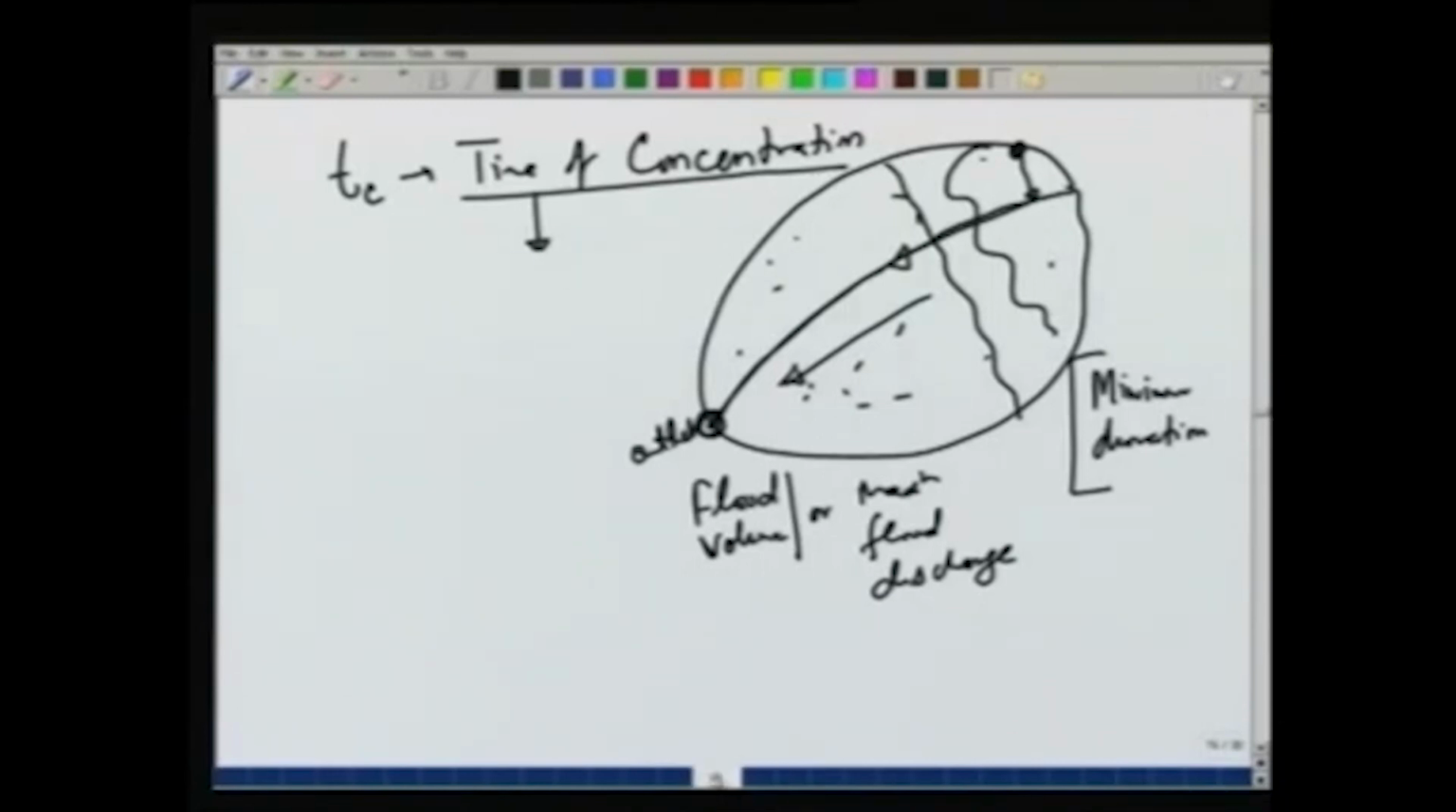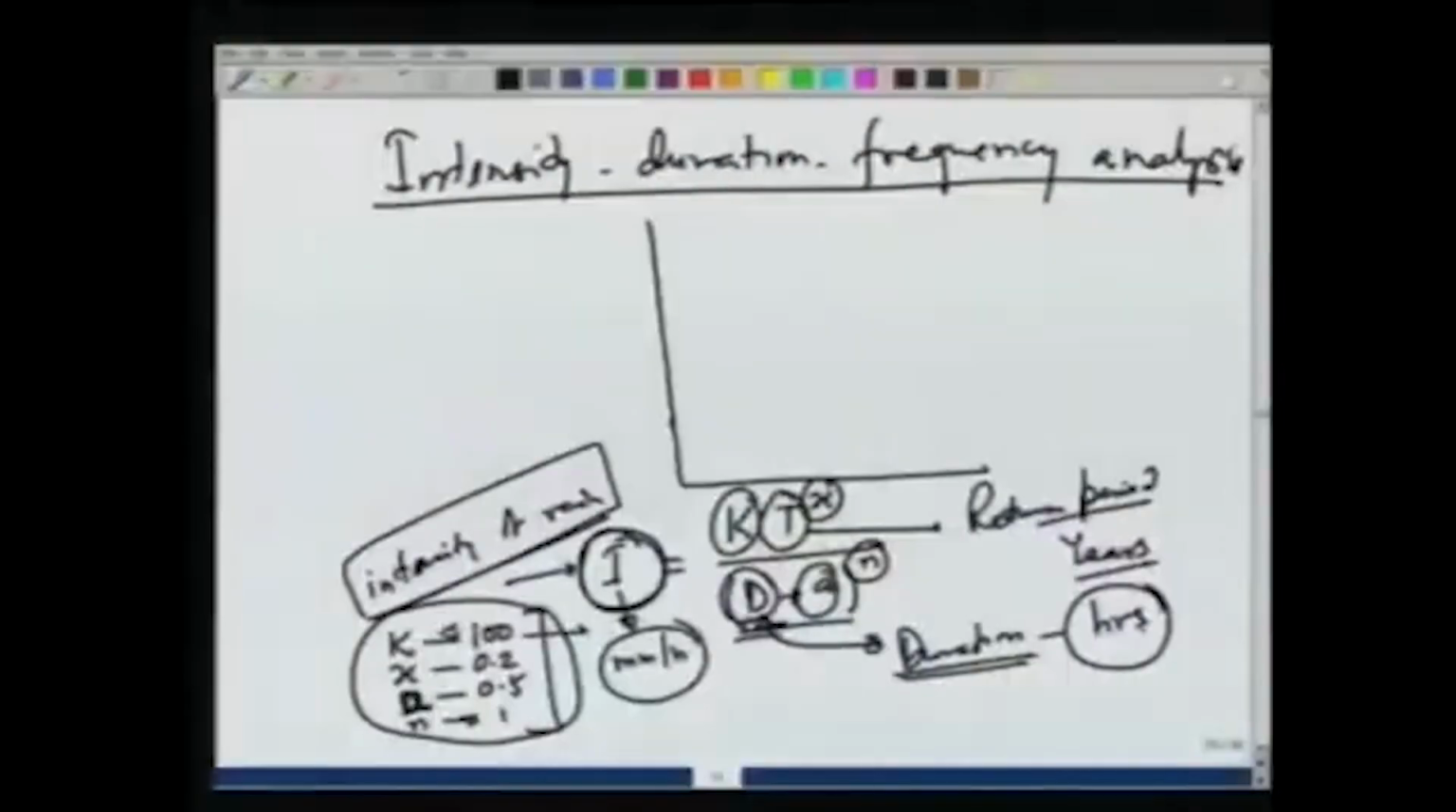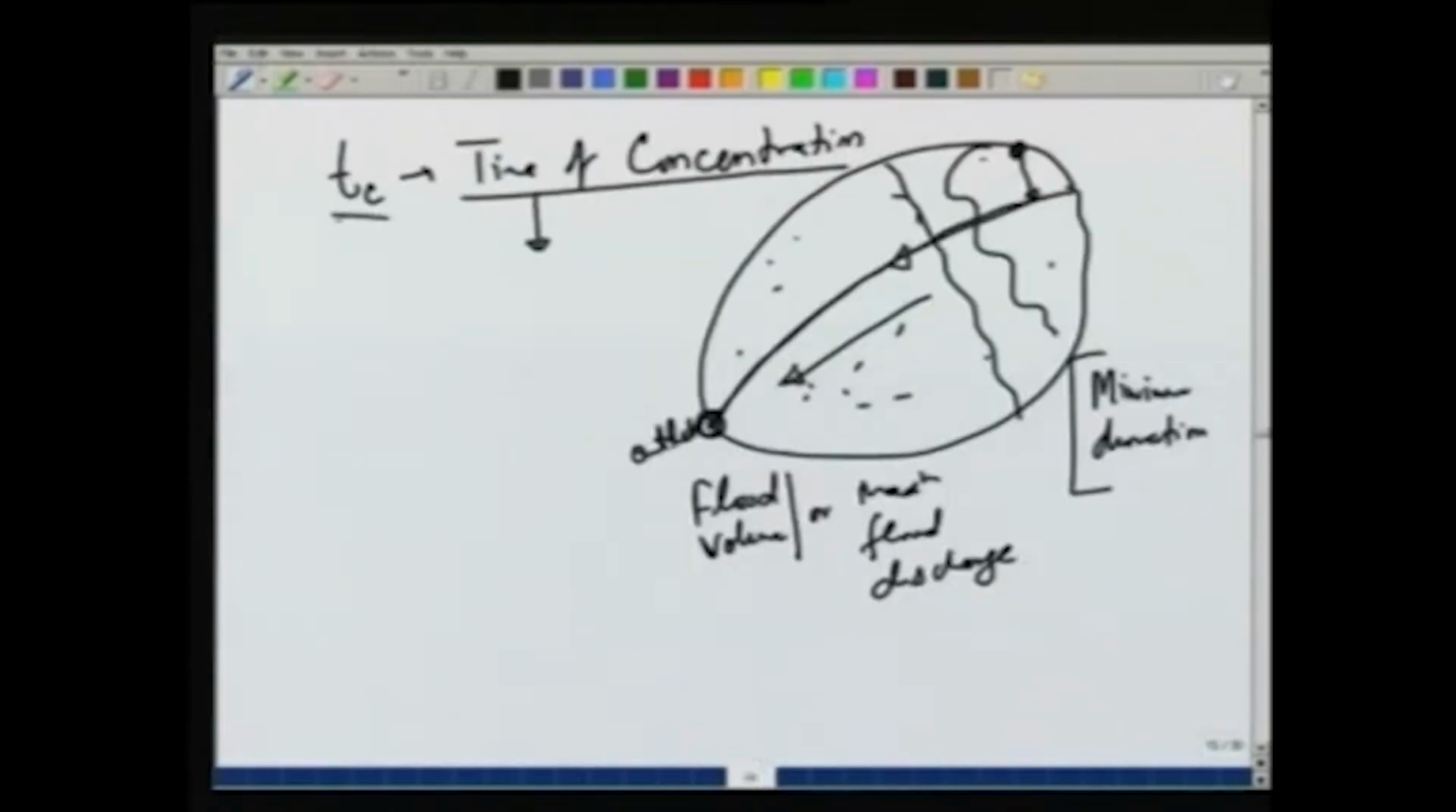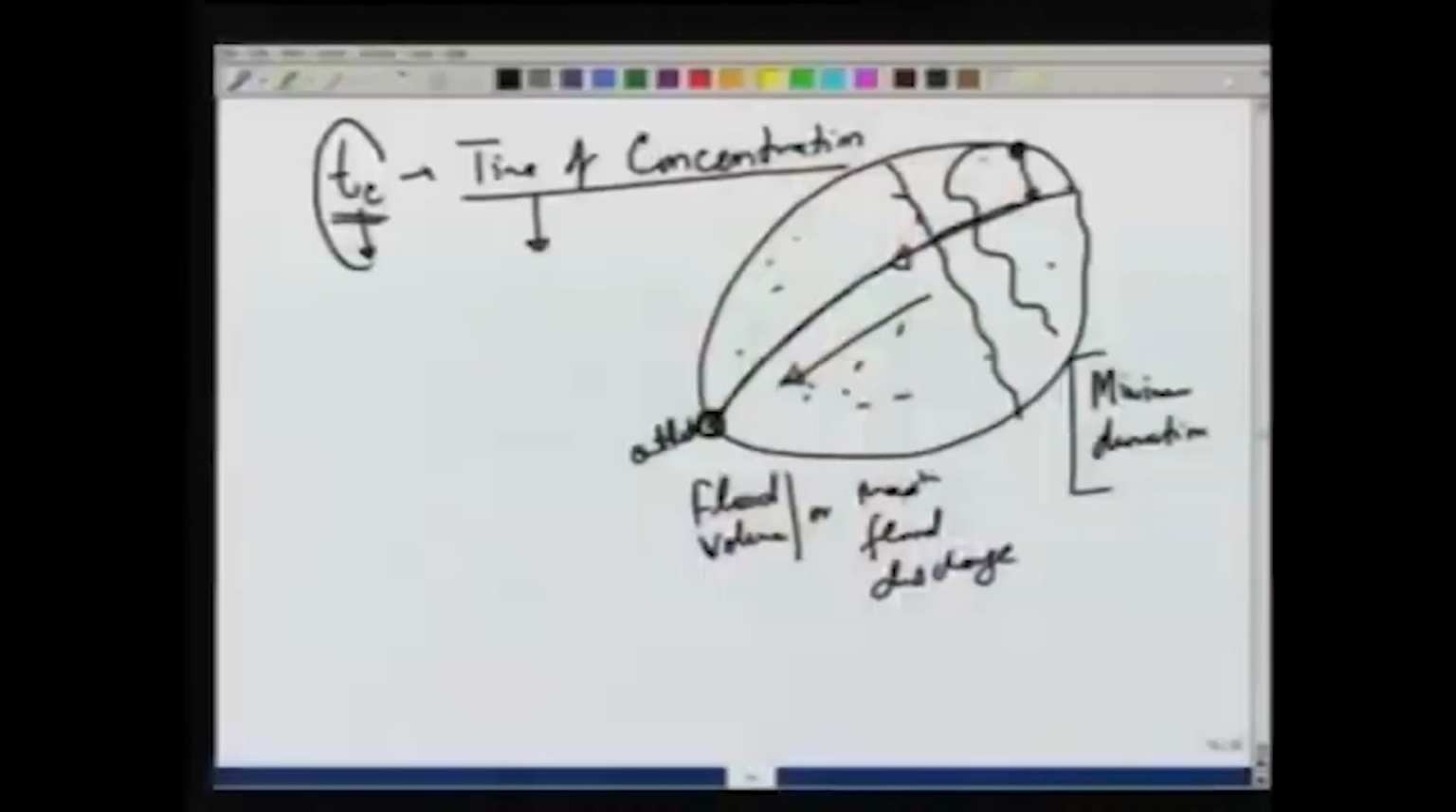So, the time taken from the farthest point to the outlet is the time of concentration, and since the intensity, we have seen, as the duration increases the intensity decreases. So, if we want the maximum intensity, duration should be at a minimum and T c is that minimum duration. So, generally when we use the intensity duration frequency curves, we take the duration as the time of concentration, because that is the minimum duration which we should take.